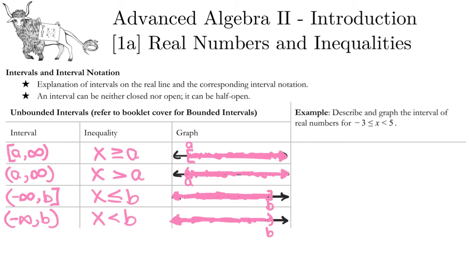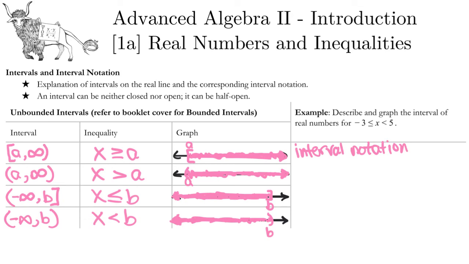Okay, let's finish with this example. Describe and graph the interval of real numbers for -3 is less than or equal to x is less than 5. So the first thing we want to do is try to write this in interval notation. But notice that this particular inequality is bounded, meaning there's no infinity on the left or on the right. So it's a little different, but we can do it.